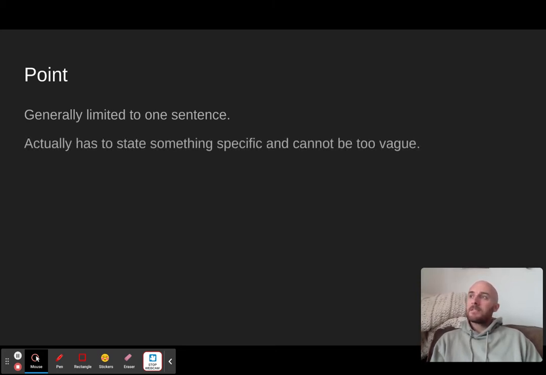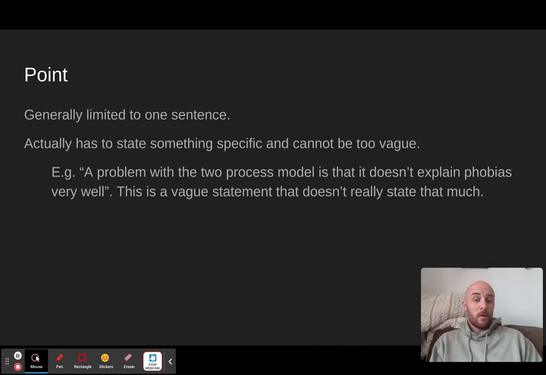So you can't say stuff like, "Oh, the two process model is not good." Why? Or, "The dopamine hypothesis of schizophrenia doesn't really explain it very well." It doesn't explain what very well? So you can't be too vague. There's an example here: a problem with the two process model is that it doesn't explain phobias very well. That's a point, and it's one sentence, good. But it's vague. So with your point, there actually has to be some specificity.